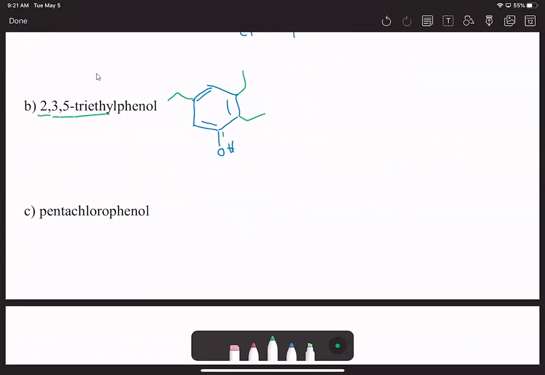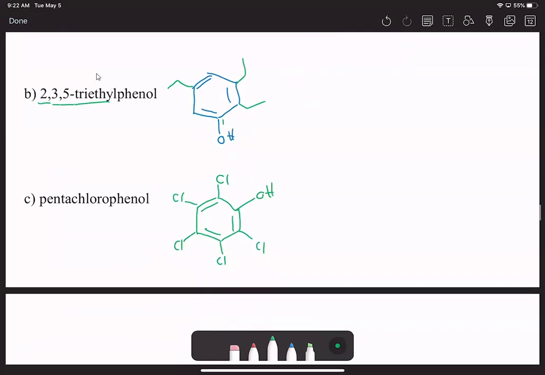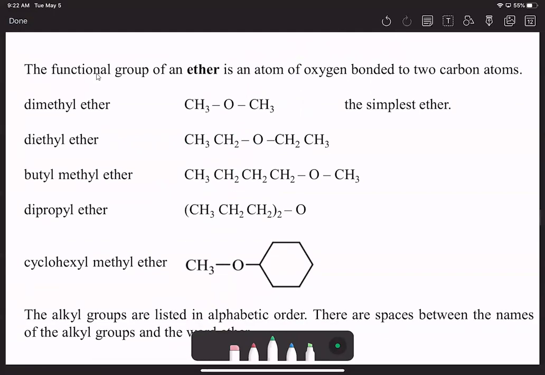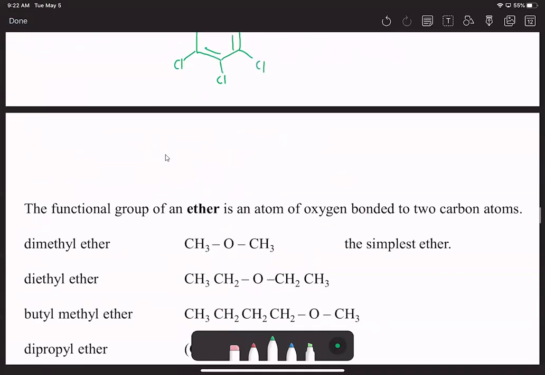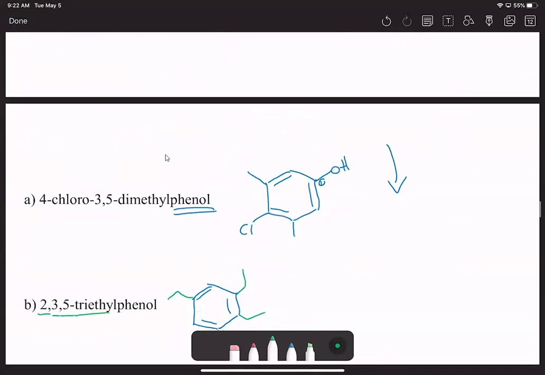Pentachlorophenol. Penta meaning 5. 1, 2, 3, 4, 5, and I'm going to surround it with chlorine. So here we have pentachlorophenol, 2,3,5 triethylphenol, and 4-chloro-3,5-dimethylphenol. So I think that covers everything we have to do with alcohols, plus a review on benzene rings and the derivative of that being phenol.